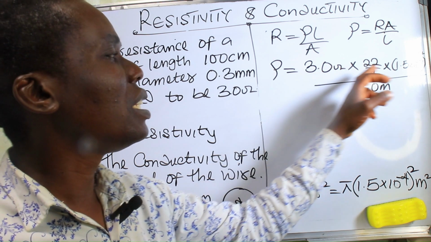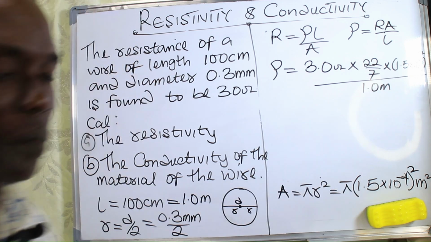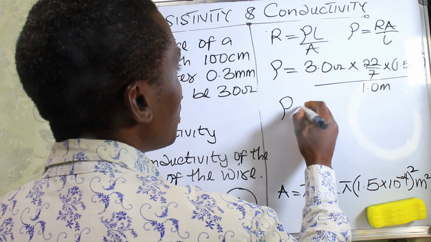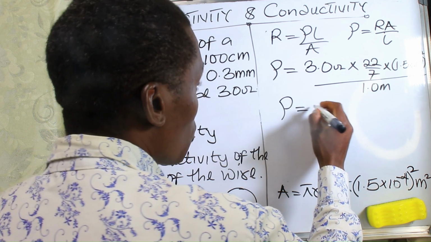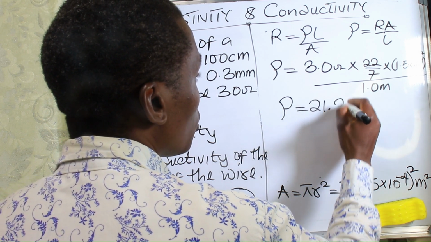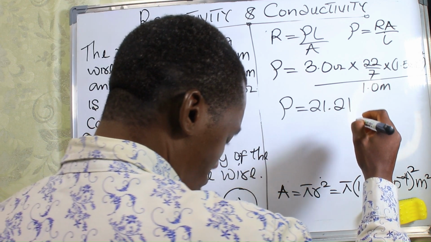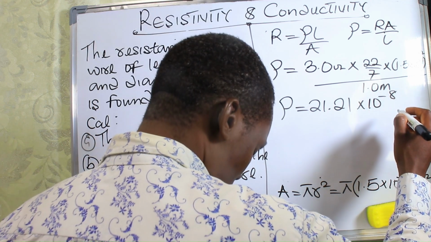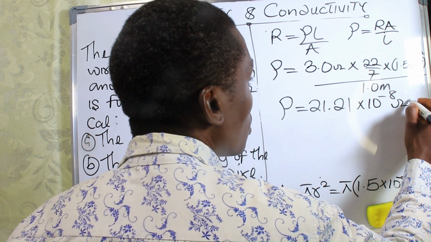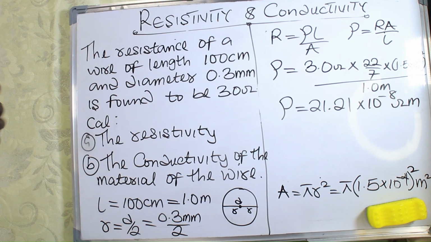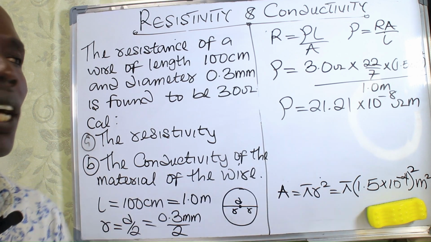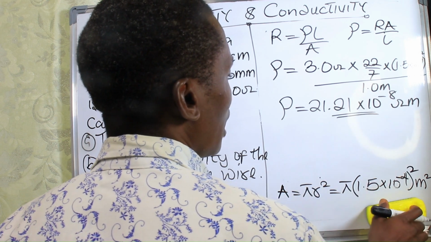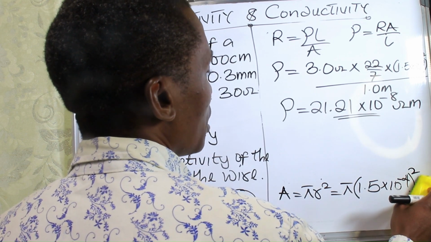If you multiply this and this and this and divide them by 1, the answer we will get is the resistivity, which will be equal to 21.21, all of them times 10 to the power of minus 8 ohms meter. Remember, now what we tell you is the SI unit. So if you multiply this now, the answer you will get is that.